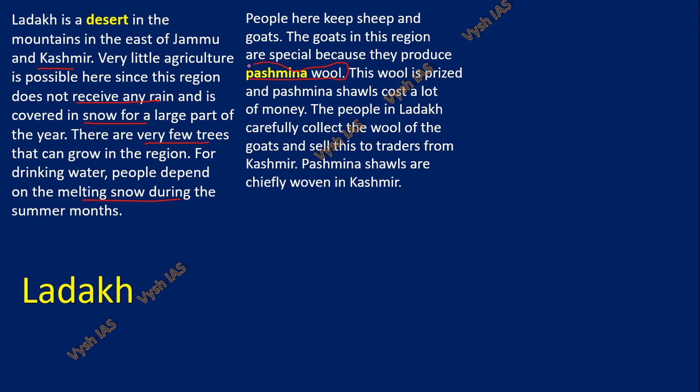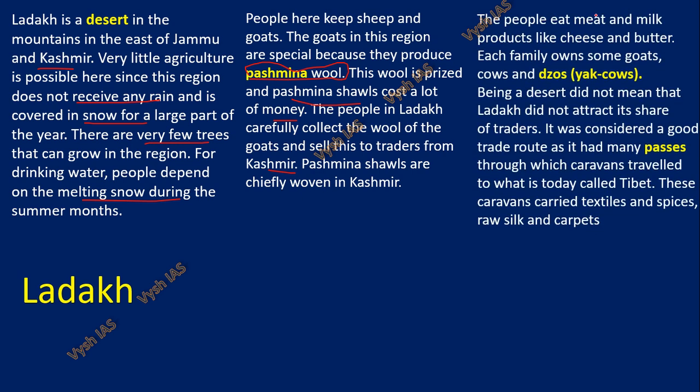Okay, so these are not even higher classes in geography. I have taught you many more details about this, but you just need a reference point: pashmina wool is from the sheep or goat in the Ladakh region. This wool is highly priced and pashmina shawls cost a lot of money, so it is important for exports also. The people in Ladakh carefully collect the wool of the goats and sell it to the traders from Kashmir. Pashmina shawls are chiefly woven in Kashmir. The people eat meat and milk products like cheese and butter.